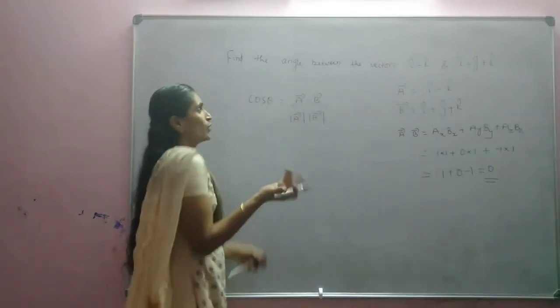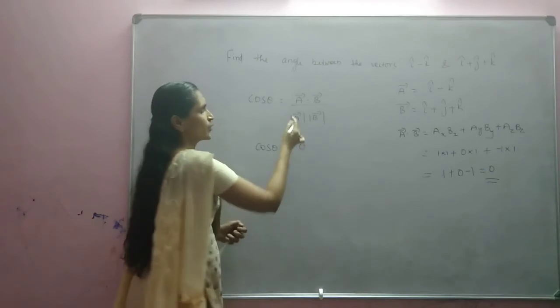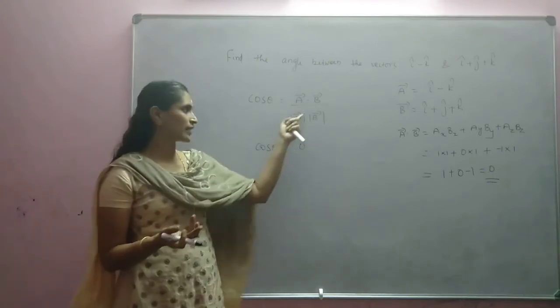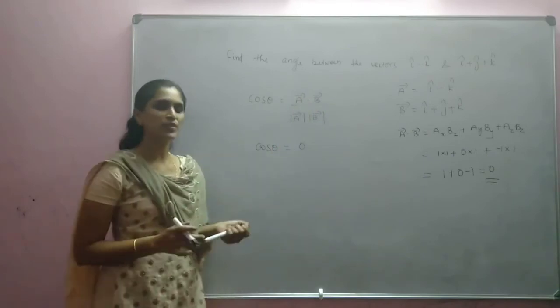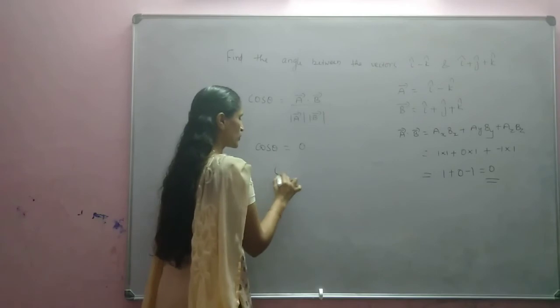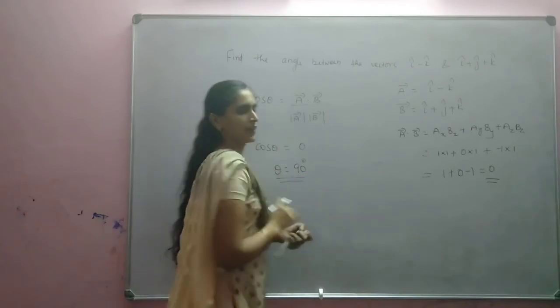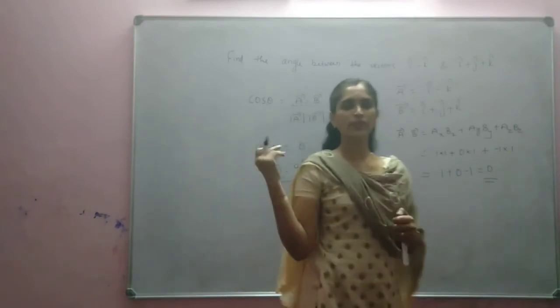Now, a dot b is equal to 0, so there is no need to find modulus of A and modulus of B. Why? The numerator is directly 0, so whatever value the denominator has, the result will be 0. So cos theta is equal to 0, and we can write theta is equal to 90 degrees. Is it clear? Now we will discuss the next problem.